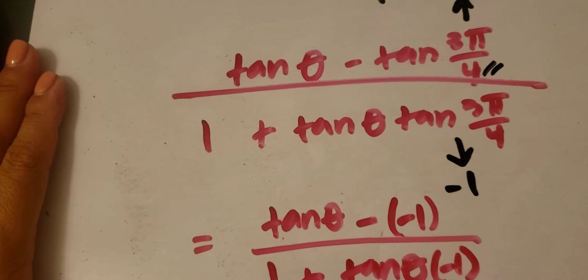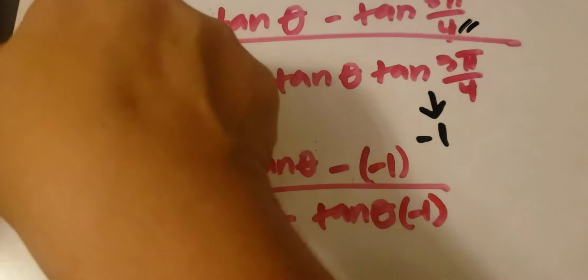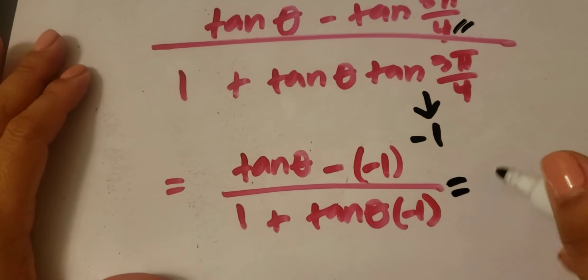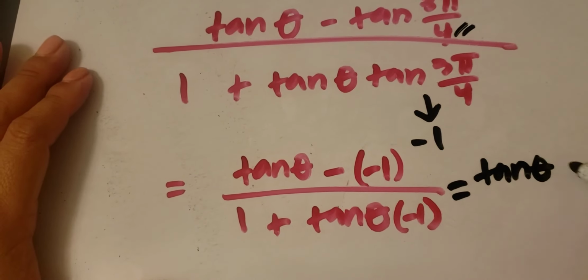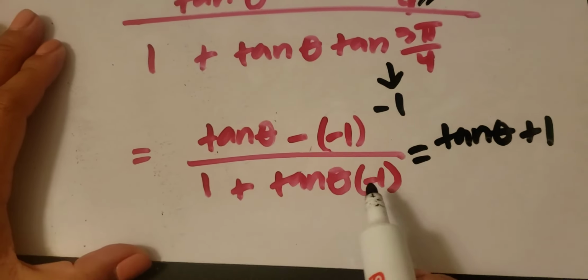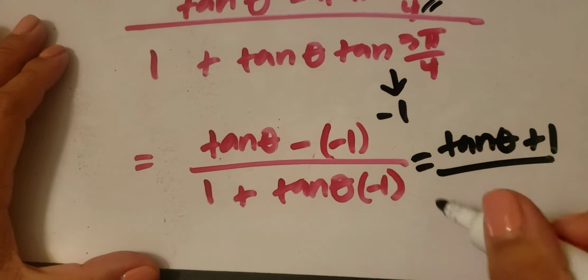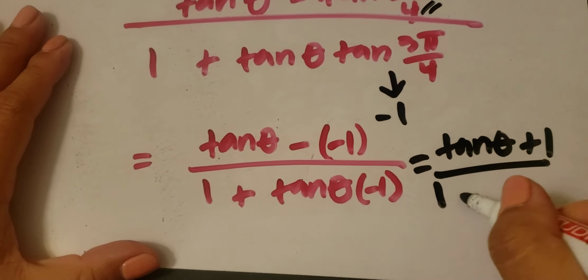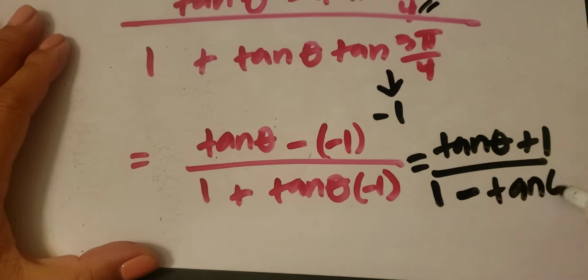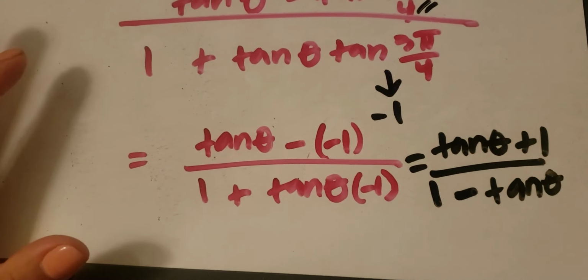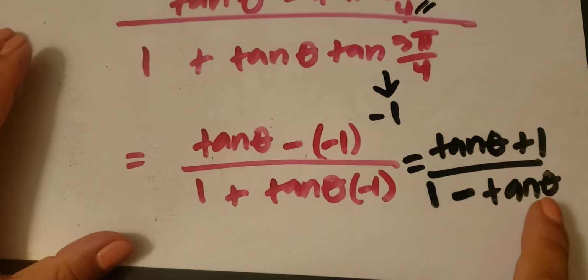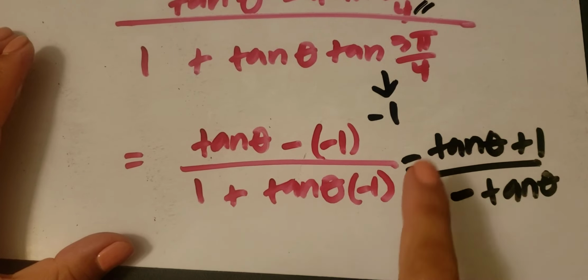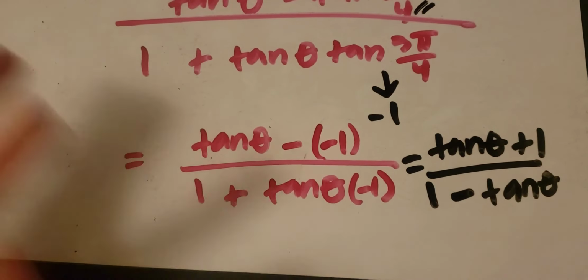I'm going to clean this up, but pretty much what it'll look like now is tangent of theta plus 1 because of your double negatives. And then your denominator would be 1 minus tangent of theta. Since all they wanted us to do was simplify, there's nothing further I can do with this. That's about it.